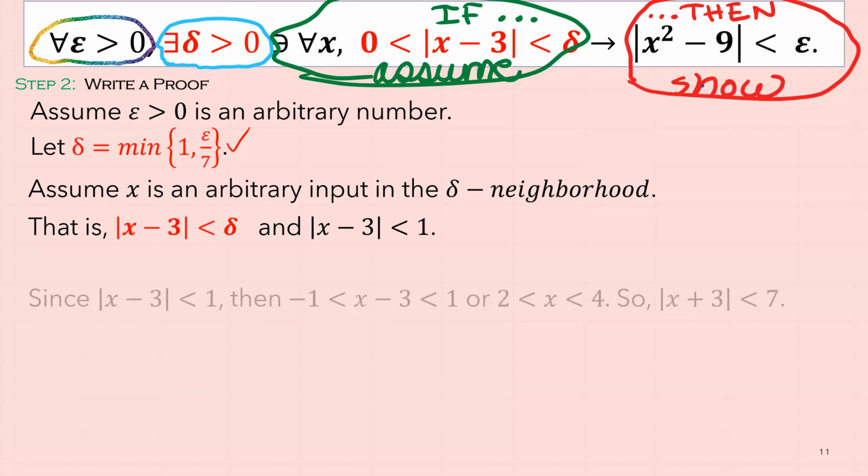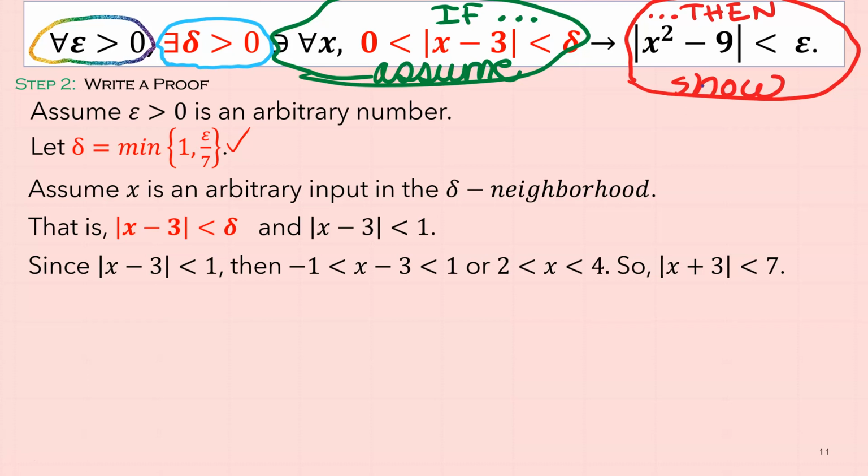Now, since the absolute value of x minus 3 is less than 1, then x minus 3 is in between -1 and 1, or x is in between 2 and 4, so that the absolute value of x plus 3 is less than 7. And you might be thinking, didn't we do that before? Yes, we did in our scratch work. That's not part of the proof. So here we are writing the proof, so we are restating the logical progression of how this works, right?